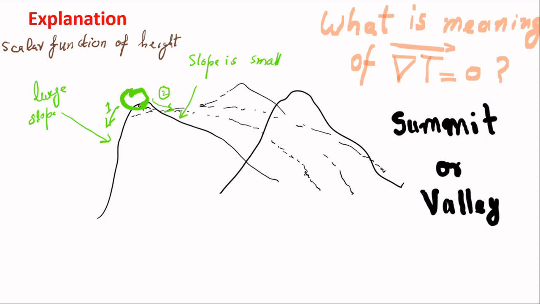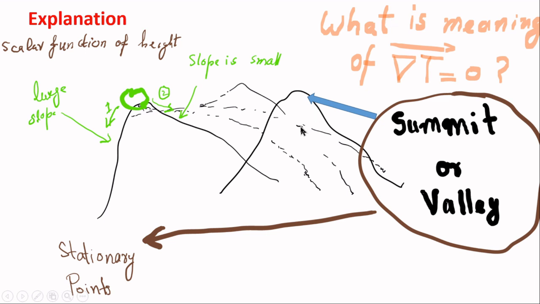What is the meaning of del T equal to 0? Del T equal to 0 means the rate of change of some scalar function is 0. And del T equal to 0 represents the summit or valley. So what is the summit? The maximum height of some scalar function, where the change of the scalar function is 0. These points are also called the stationary points, at which the change of the scalar function is 0.